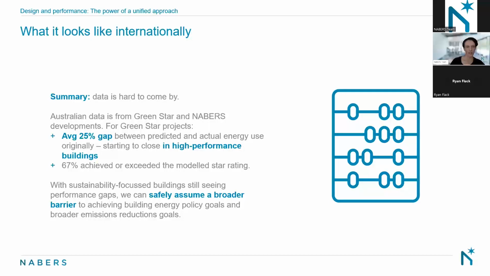In the most recent 2021 study, we're looking at 67% of Green Star projects achieving or exceeding their targeted star rating. That's a pretty great outcome realistically. But what we can see there is that these are sustainability focused buildings and they're high performance buildings, and we actually still have a little bit of a gap. So we can pretty safely assume that there is a much broader barrier in the wider market to achieving some emissions reductions goals in this sector.